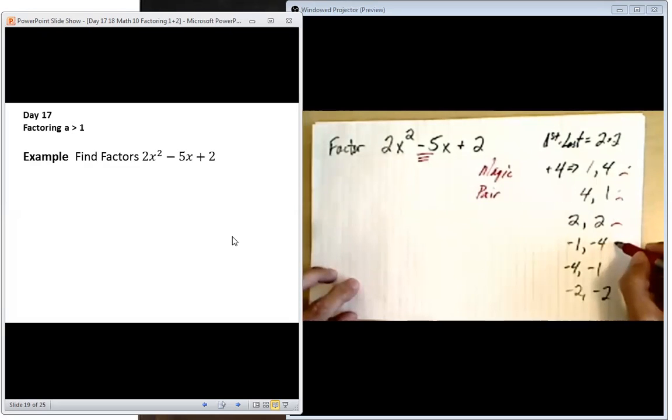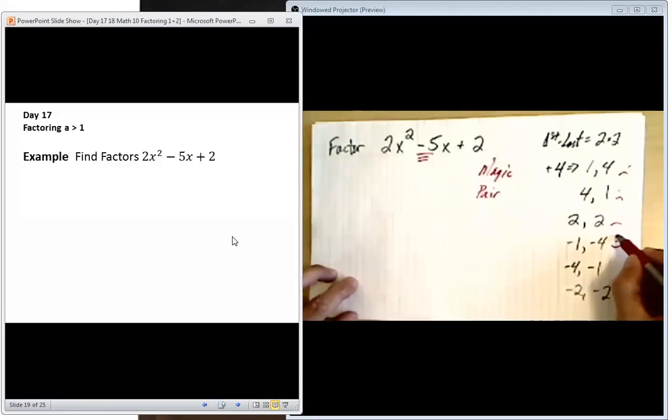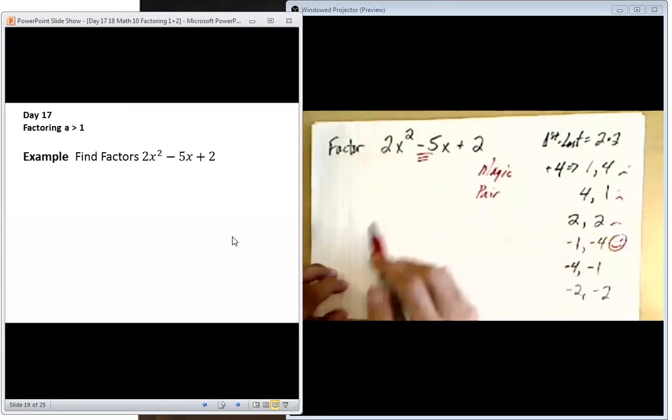Oh, Yo-Yo's excited. Yo-Yo's excited for that one.